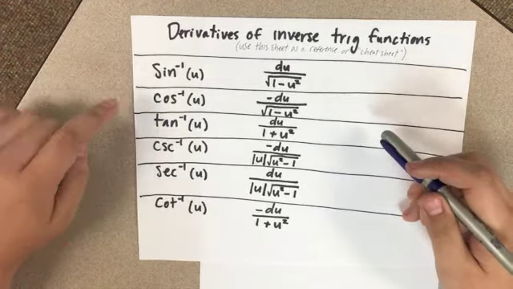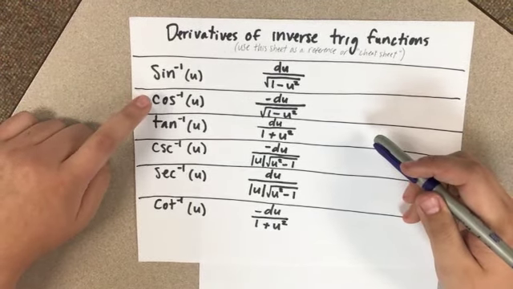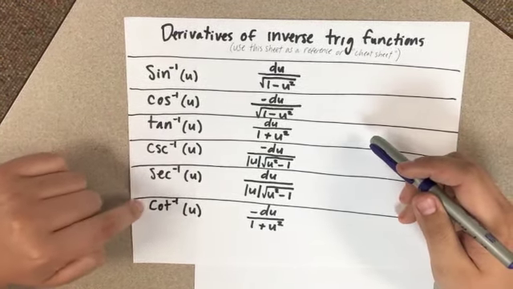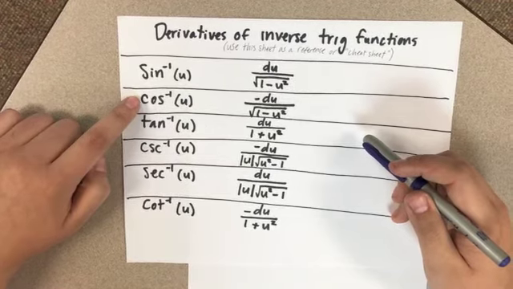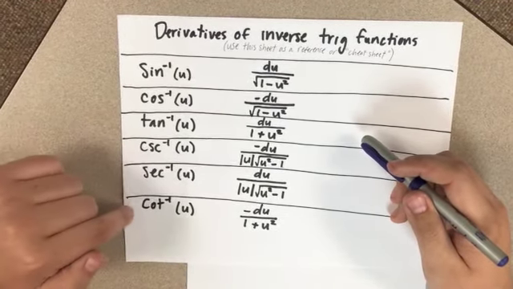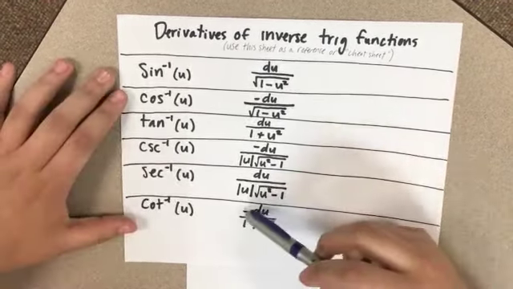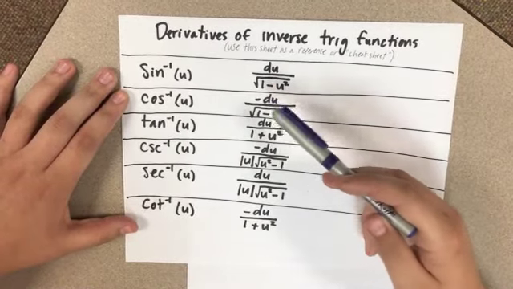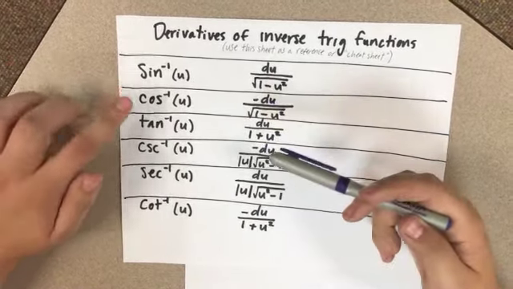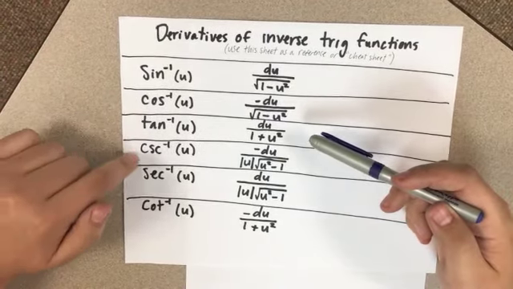I don't know if you've noticed yet or not, but everything that starts with a c, so cosine, inverse cosecant, or inverse cotangent, they're all negative. You see that right there? And obviously everything else is positive, but just remember that everything with the c is negative.